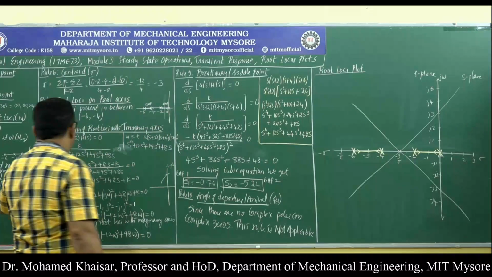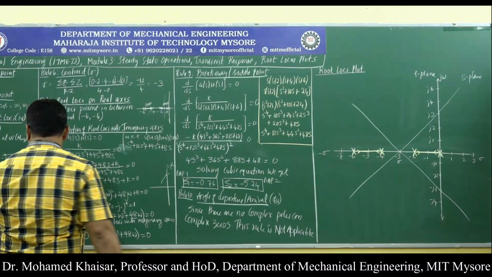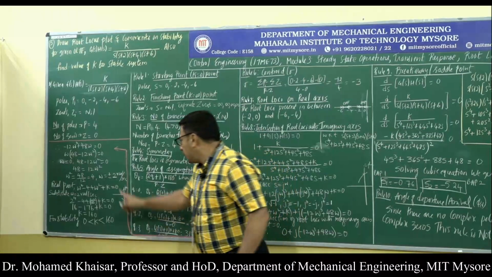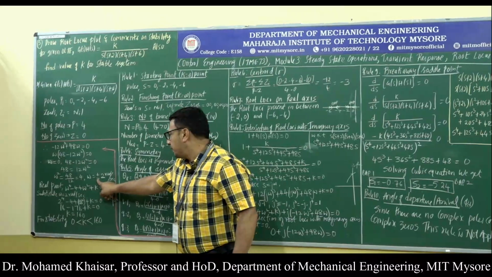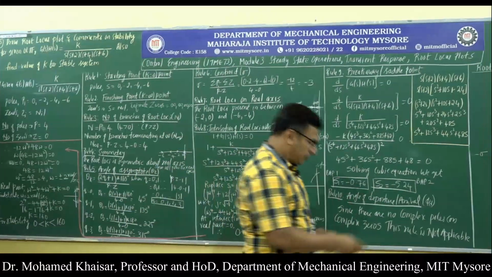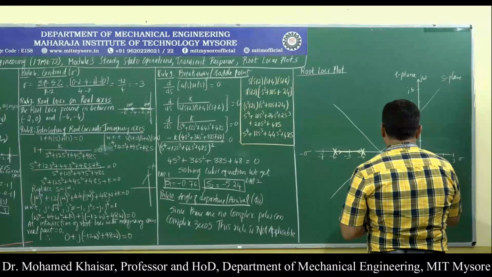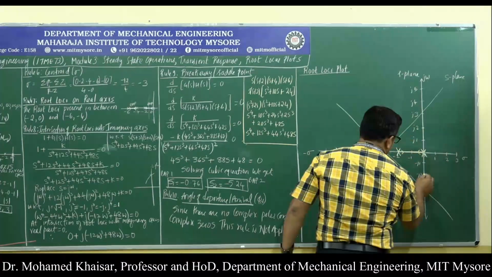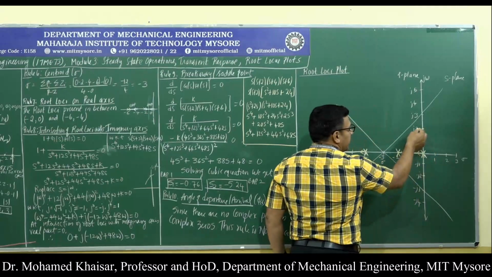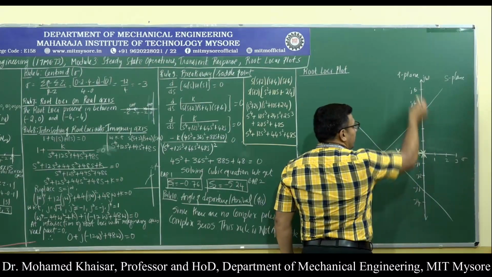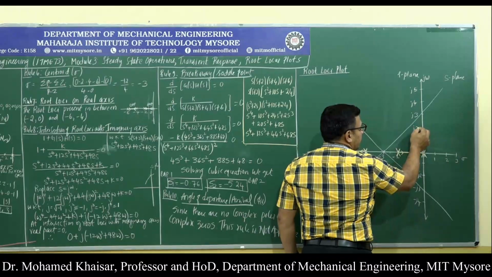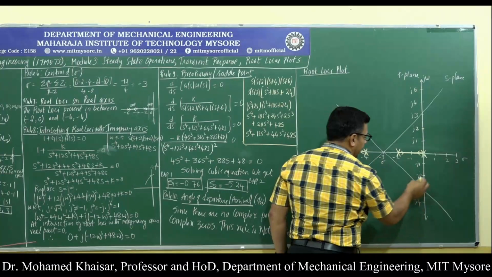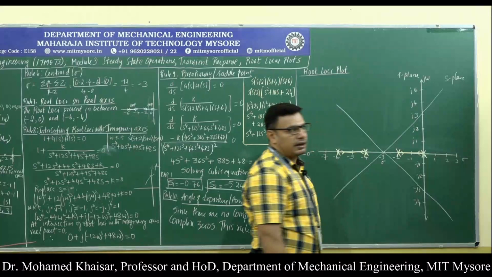Then intersection of root loci with the imaginary axis. The root loci intersects the imaginary axis on the positive imaginary axis at plus 2 radians per second and on the negative imaginary axis at minus 2 radians per second. So, we will mark the intersection points of the root loci with the imaginary axis, one at plus J2 and one at minus J2, because plus 2 radians per second is along the imaginary axis.